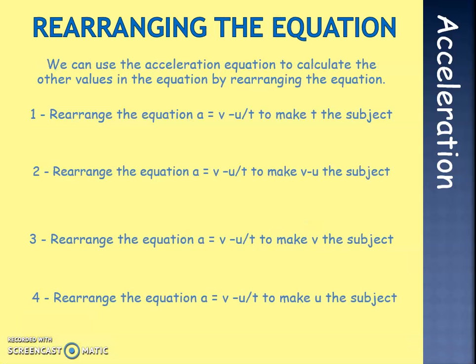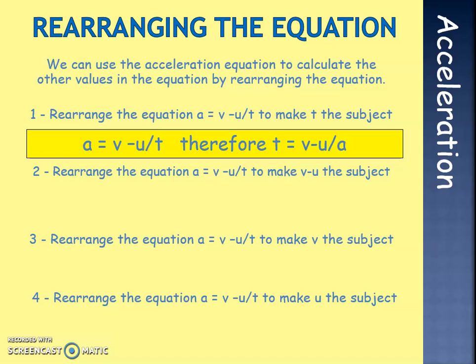Okay, so we can also use the acceleration equation to calculate the other values in the equation just by rearranging the equation. So I'm going to ask you to rearrange that. Could you rearrange the equation a equals v minus u divided by t to make t the subject? The way we do that, a equals v minus u over t, so we'd rearrange it. t equals v minus u divided by a. Final minus initial divided by acceleration.